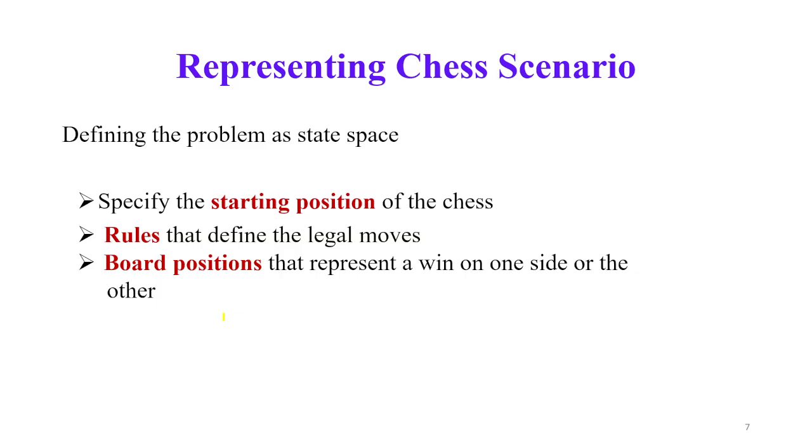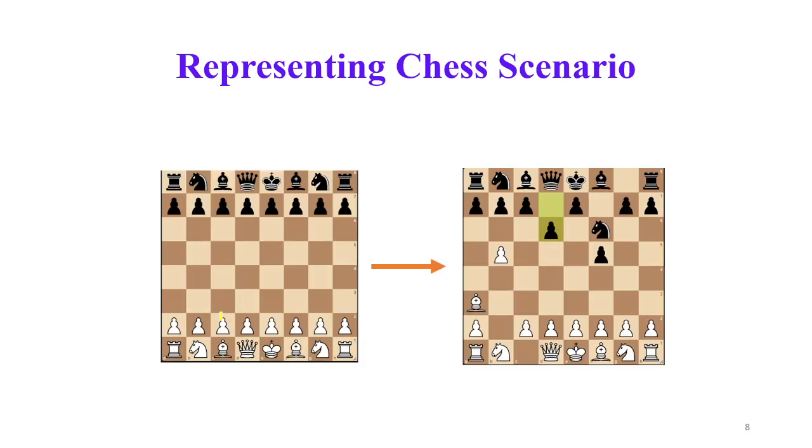The second thing is the rules that define the legal moves. Each coin on the board has its own movement rules. For example, a pawn can move forward, and it can take straight line moves. Likewise, the third one is the board positions that represent a win, that is a checkmate. That's the goal test. So every time we make a move, we check for the goal test.